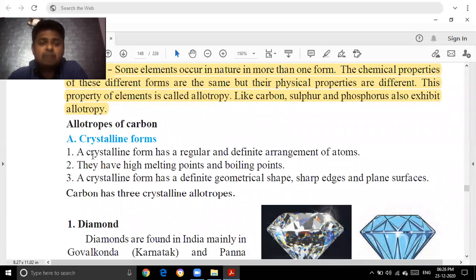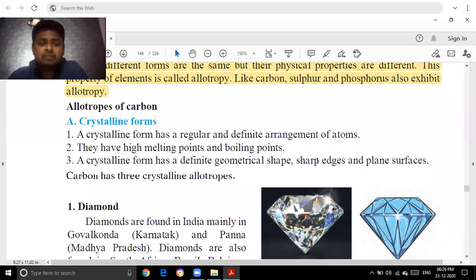So allotropes of carbon. Crystalline form has regular definite arrangement of atoms. So what is a crystal? You have seen sugar crystal. So it has a definite shape. Repeating arrangement of atoms. The atoms are regularly arranged. They have high melting point and boiling point. Now as they are regularly arranged, there is strong bonding, and therefore melting point, boiling point increases. Crystalline form has definite geometrical shape, sharp edges, okay, and plane surfaces.